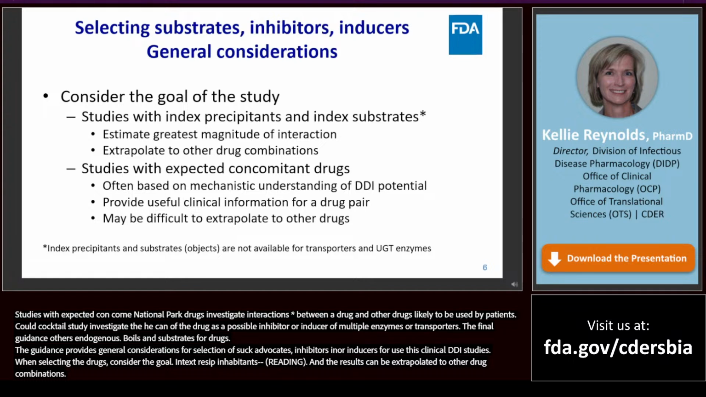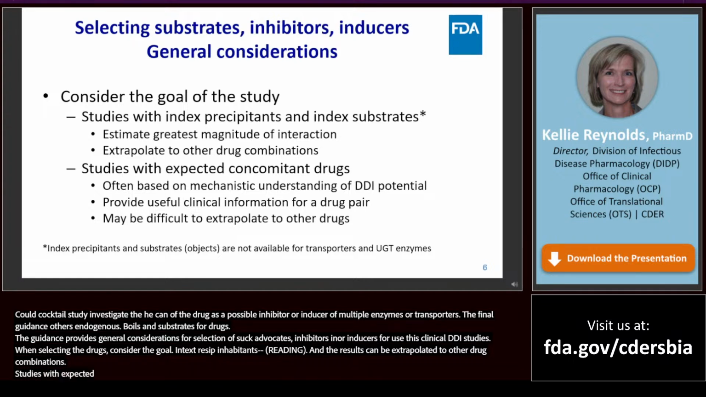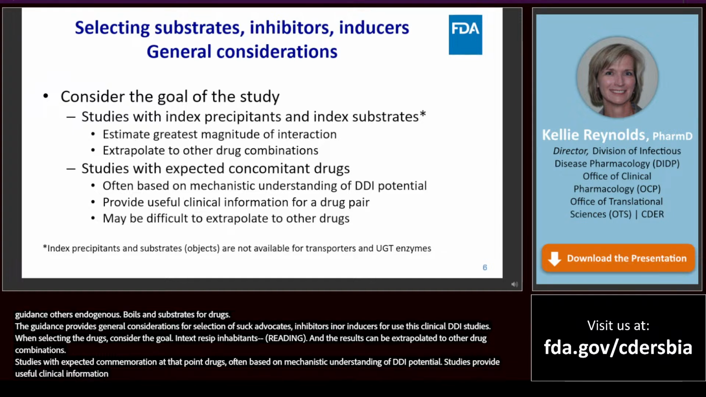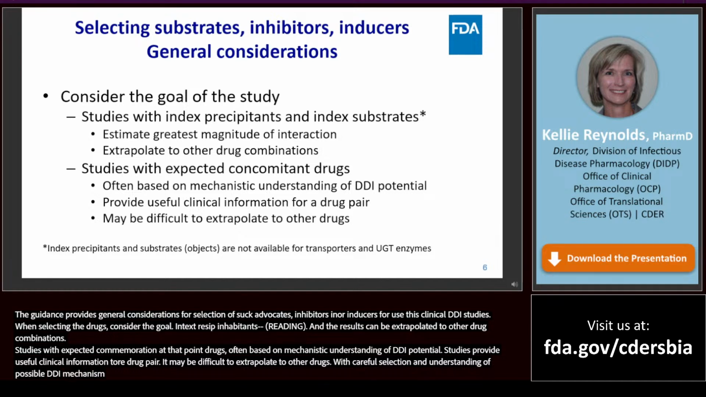Studies with expected concomitant drugs are often based on mechanistic understanding of DDI potential, which inform the selection of specific drugs. The studies provide useful clinical information for a drug pair. However, it may be difficult to extrapolate to other drugs. With careful selection and an understanding of possible DDI mechanisms, some extrapolation is often feasible. And note that index drugs are not available for transporters and UGT enzymes.